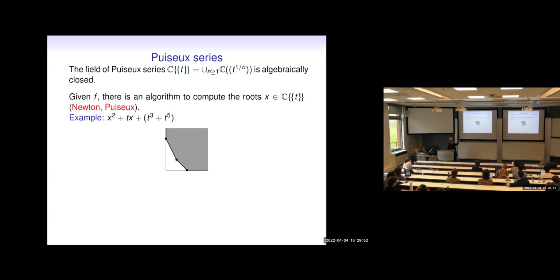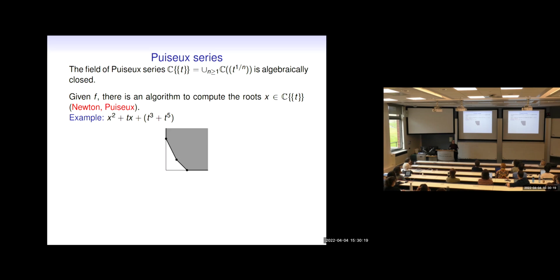I plot these, and then I just put everything that goes up from it, and you look at these two slopes. So if I look at that, this slope is -1, which tells us that my series will start t plus something. This is a slope of -2, and that tells me the other root will start as t squared plus something.